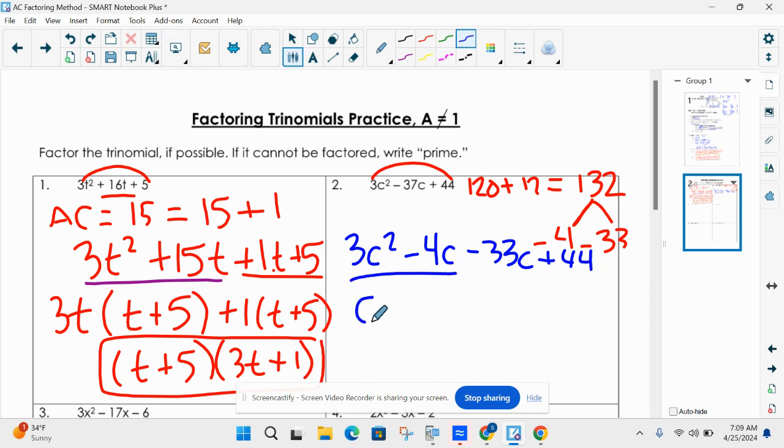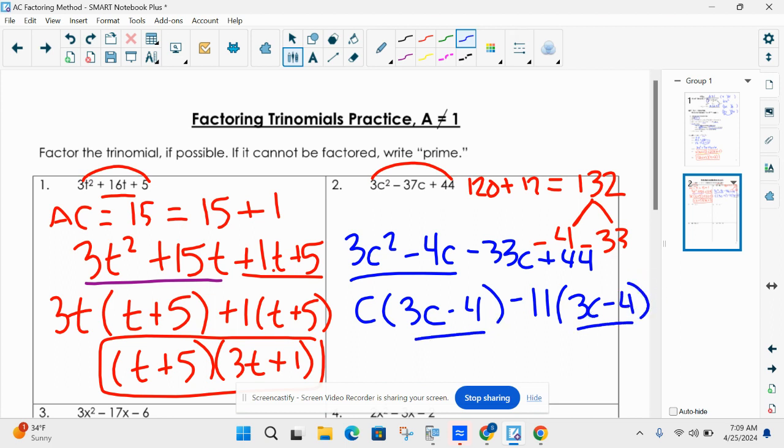Here we can factor out a c, and then we get 3c minus 4. Here we'll factor out 11, but also a negative 11 since there's a negative in front, which makes the sign in the middle change to minus. And that allows the parentheses to match up. So we'll have 3c minus 4 times c minus 11.